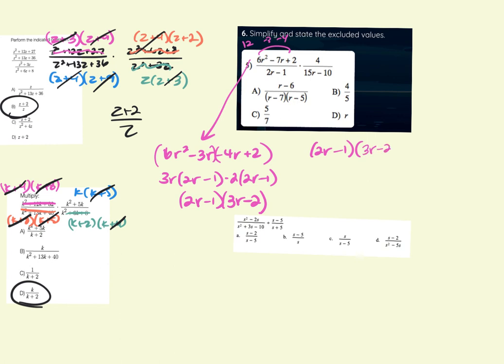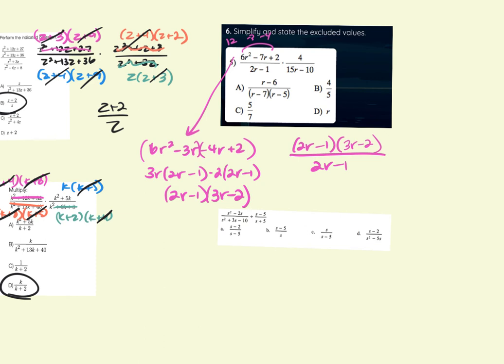Oh, never mind. You don't have to go over there. Okay. Bottom left, can't factor. Top right, can't factor. Bottom right, you could take out a 5. And it's 3r minus 2. So then the 3r minus 2's cancel, and the 2r minus 1 cancels, and you have 4 over 5 left, which is B.